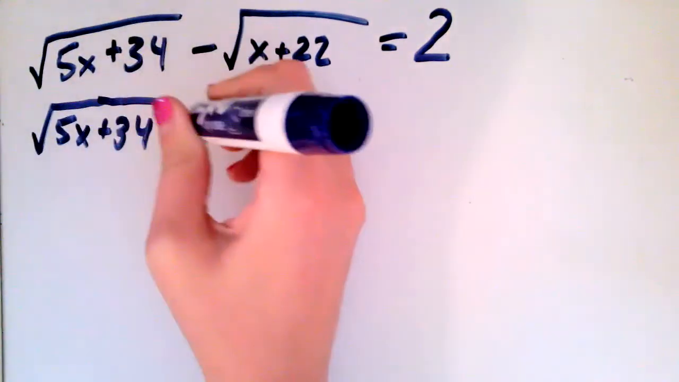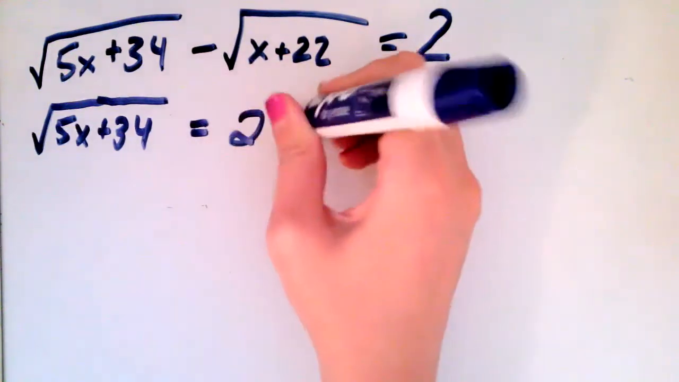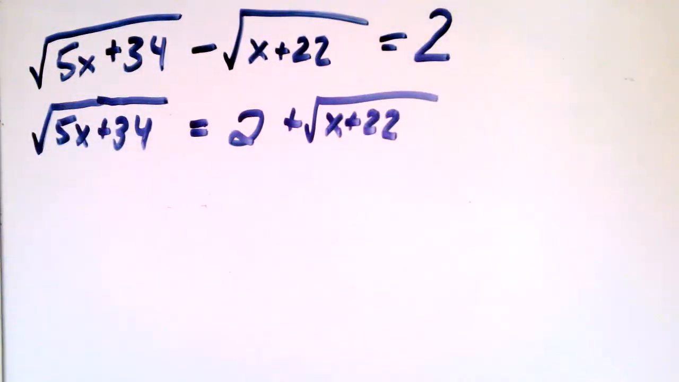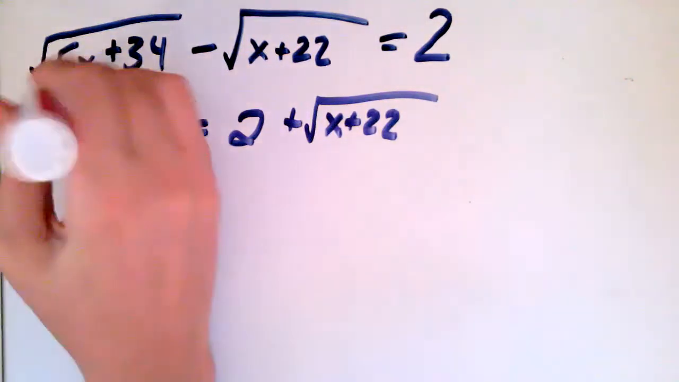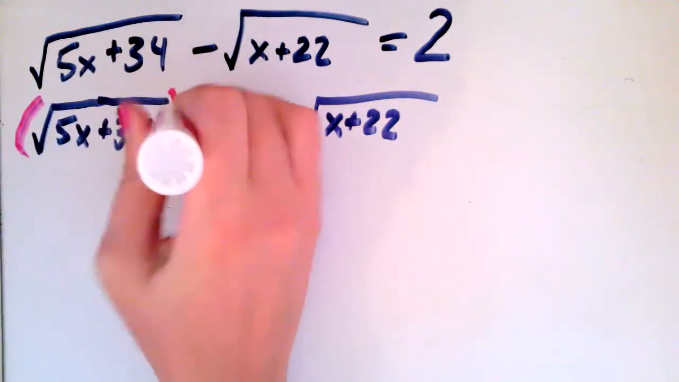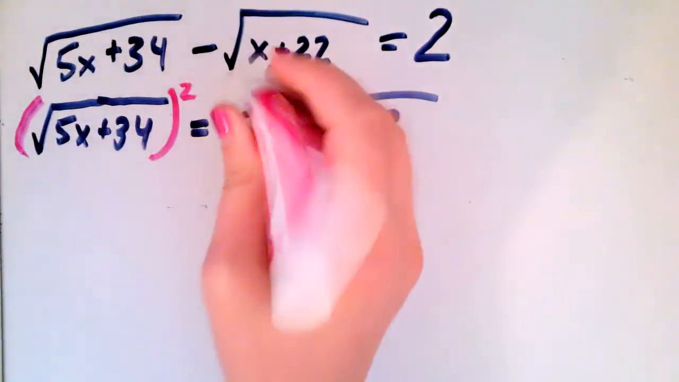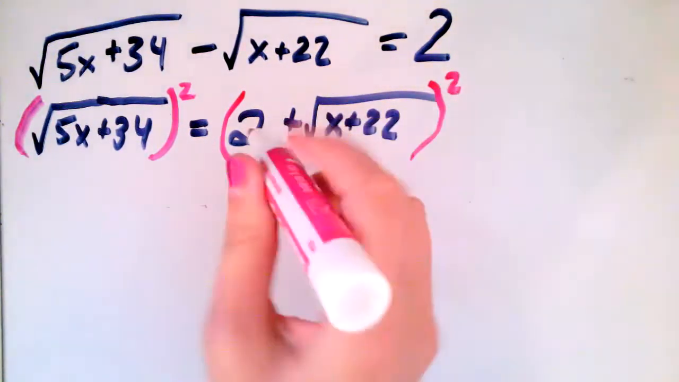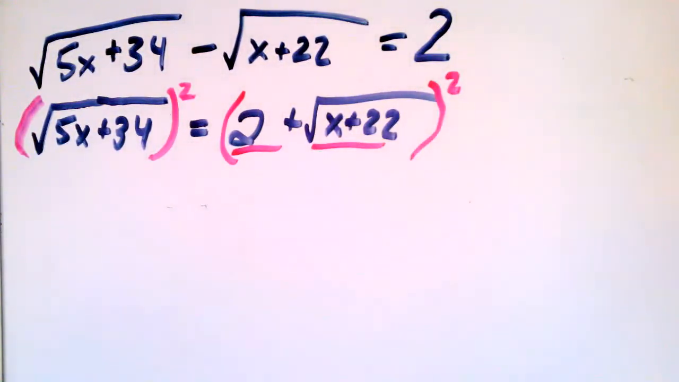So I'll get this square root alone, and I'll add this one to this side. So now when I square, I'm at least getting rid of one of these two radicals. The one on the left is by itself, so when I square something that's square rooted, that will cancel. But over here I have to be careful. I'm squaring something that has two terms, which means I have to FOIL.